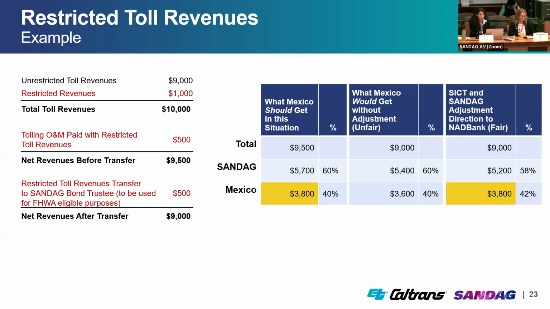So the way we're addressing this within the agreement is if there is a restricted toll revenue transfer to SANDAG's bond trustee, SICT and SANDAG would send an adjustment direction to NAB Bank to adjust the split so that it would be fair. Essentially, that it would account for that $500 that SANDAG got before the funds were transferred to the net toll revenues account.